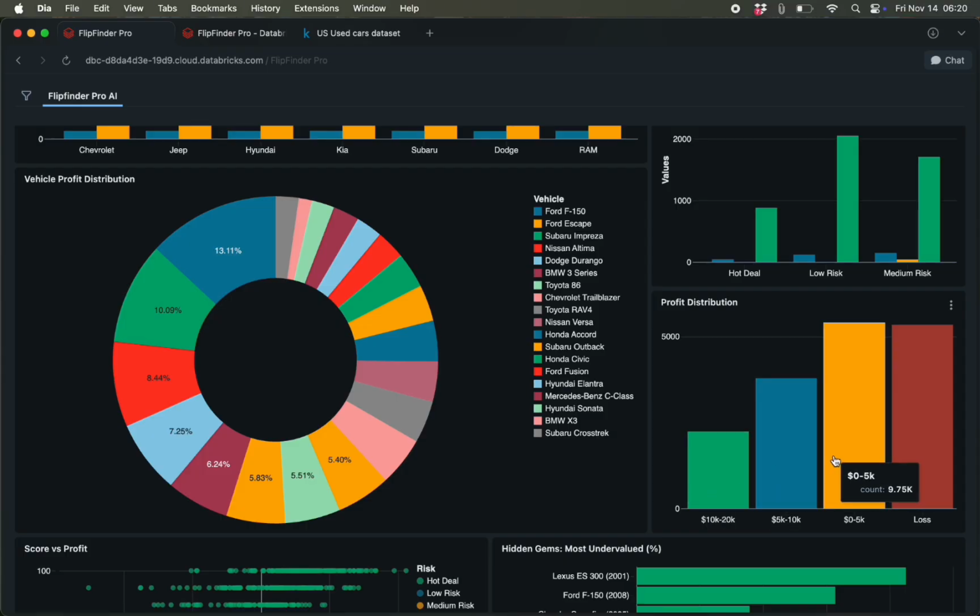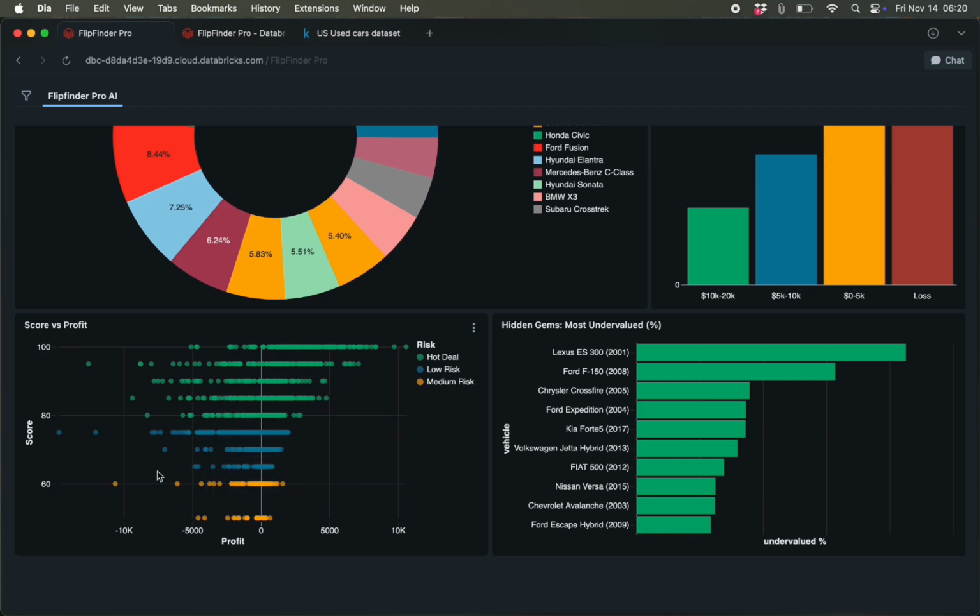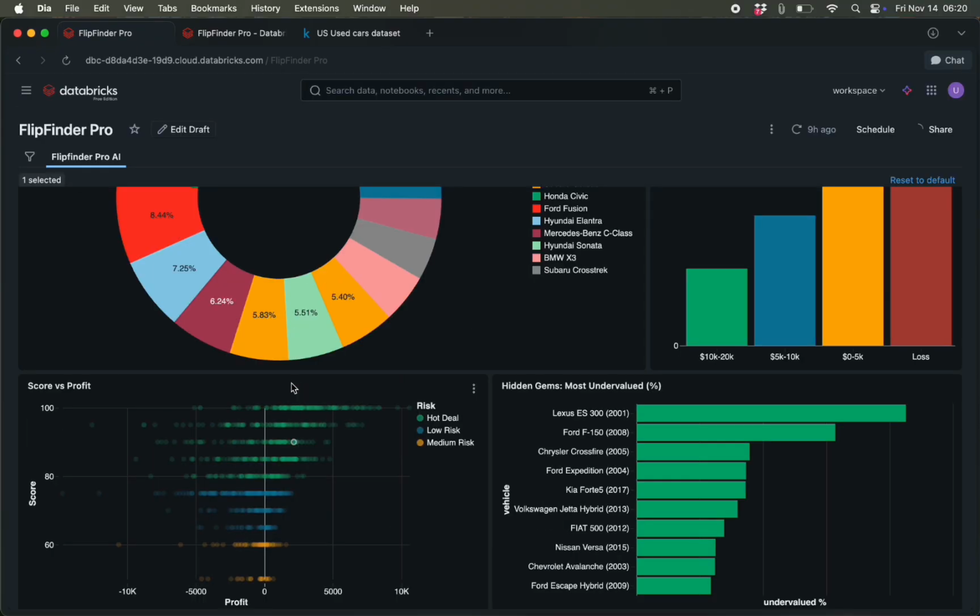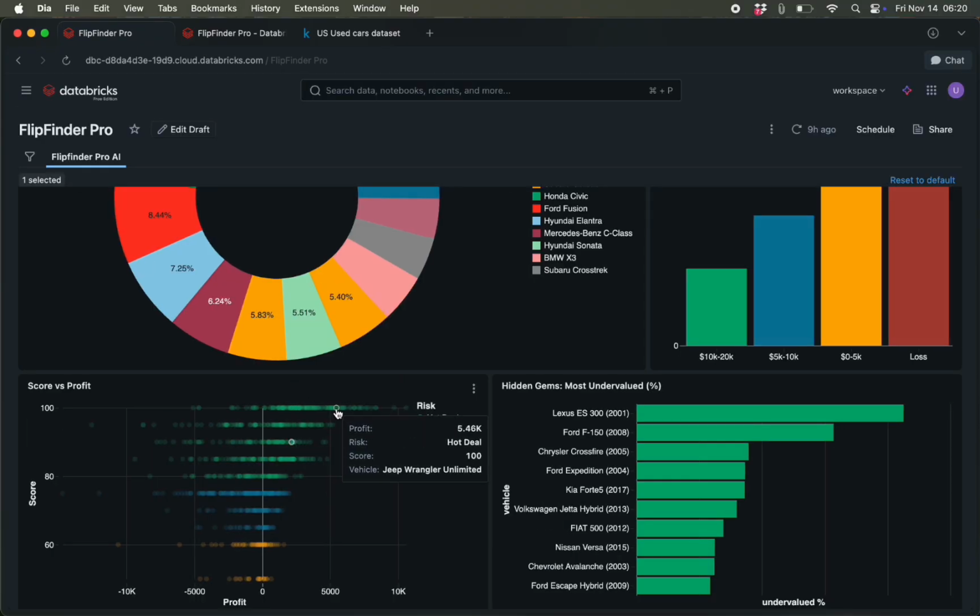Profit versus score scatter plot. Each dot here is a car. Profit increases from left to right and flip score increases from bottom to top. They are color coded by risk level, and higher scores consistently have higher profits. This proves our model correctly identifies opportunities.